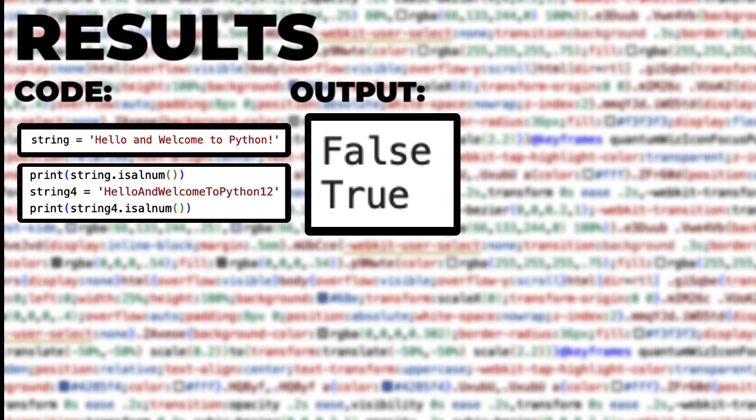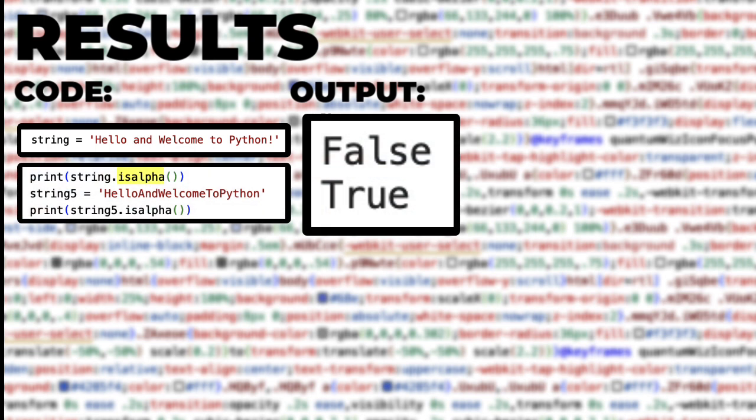Now on to the next one, isalnum. This returns true if all the values in the string are either letters or numbers. If one or more values are not one of those two given things, it will return false. So you can see that the first string has an exclamation mark at the end and spaces throughout, leading the function to return false. But in the second string I've removed the exclamation mark and spaces and placed some numbers in there as well, and it has returned true.